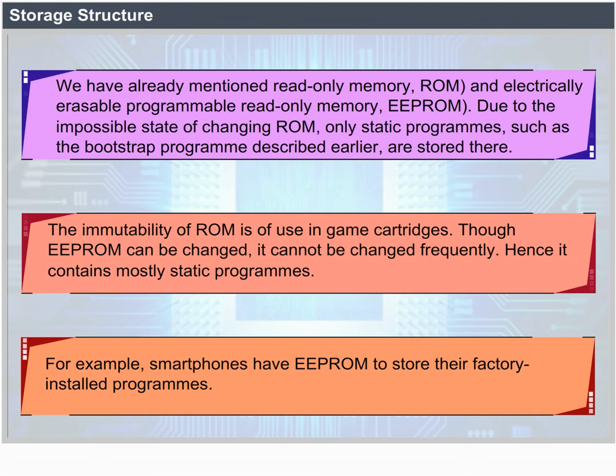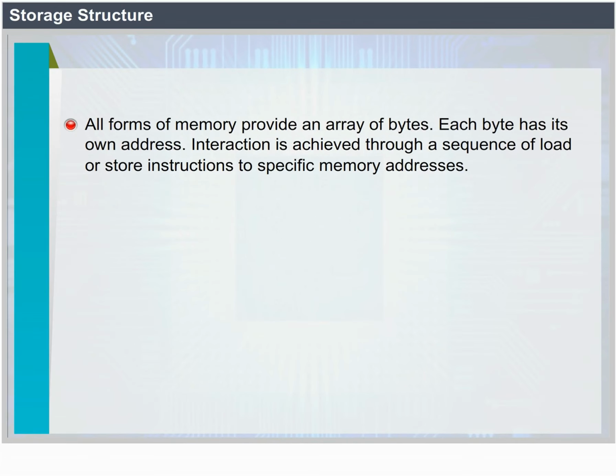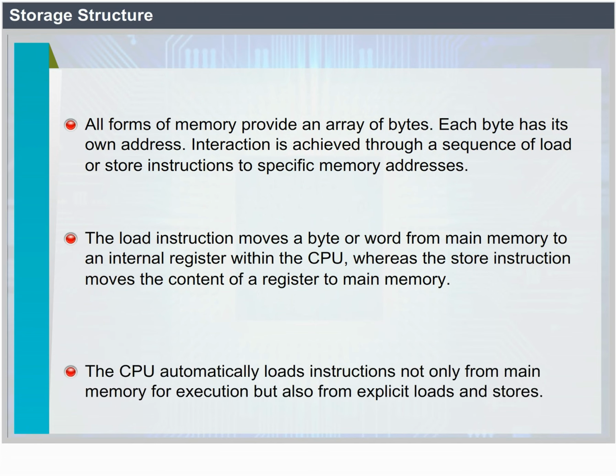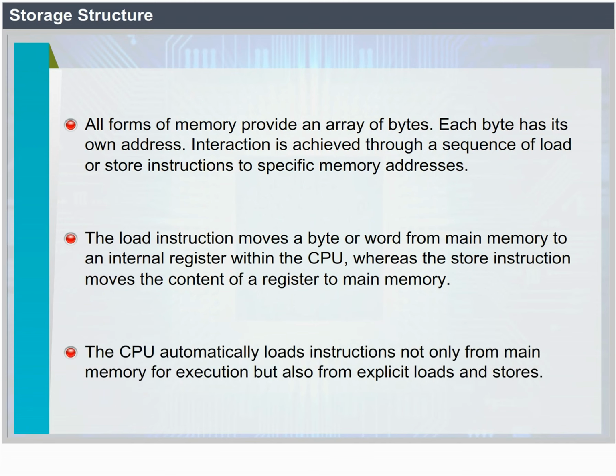All forms of memory provide an array of bytes. Each byte has its own address. Interaction is achieved through a sequence of load or store instructions to specific memory addresses. The load instruction moves a byte or word from main memory to an internal register within the CPU, whereas the store instruction moves the content of a register to main memory. Aside from explicit loads and stores, the CPU automatically loads instructions from main memory for execution.